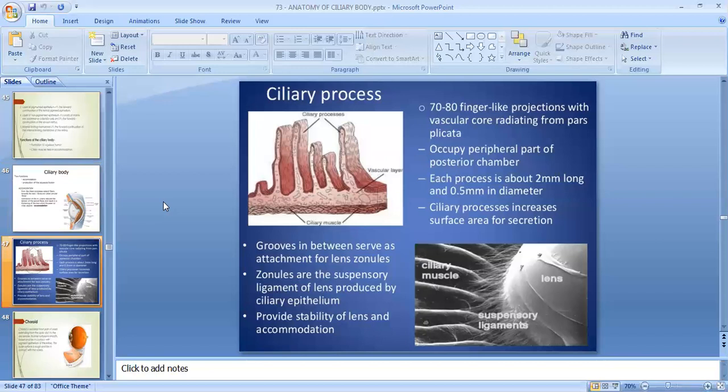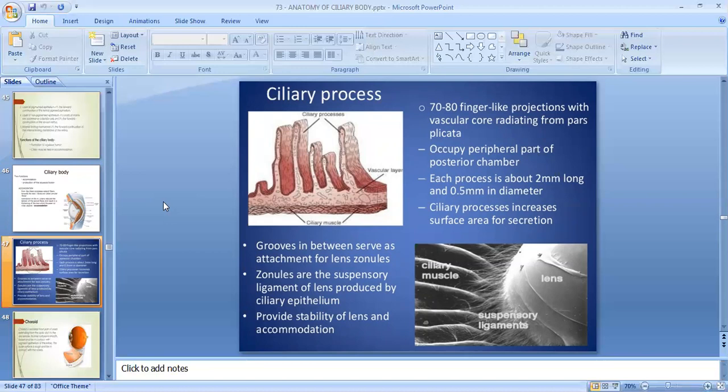Then what are the ciliary processes? It is an important structure because it produces the aqueous humor. There are 70 to 80 finger-like projections with vascular core radiating from pars plicata. They occupy the peripheral part of posterior chamber. Each process is about 2 mm long and 0.5 mm in diameter.